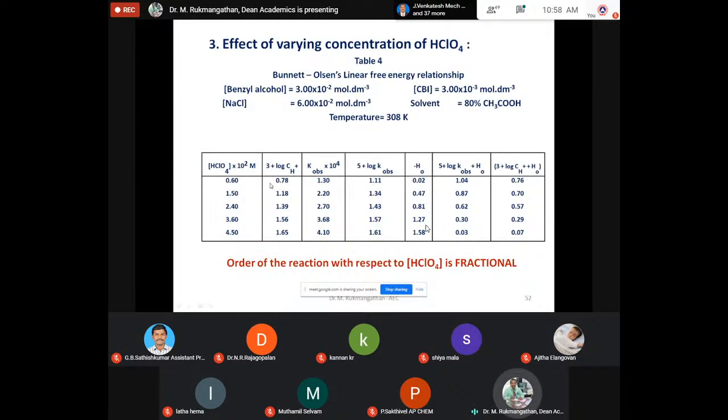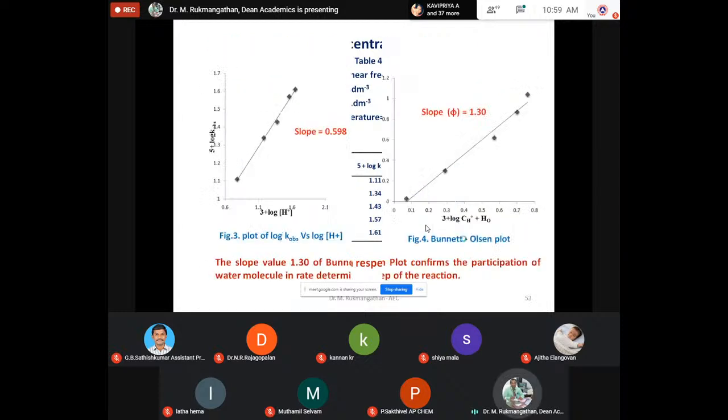With a slight extension of this effect, we calculated some other parameters. Here, CH plus means concentration of H plus ions. H naught means the Hammett acidity function and so on. In order to plot the second graph, called the Bunnett-Olsen plot, this is the x-axis and this one is the y-axis. For what purpose has this plot been drawn? We are going to study the reaction mechanism.